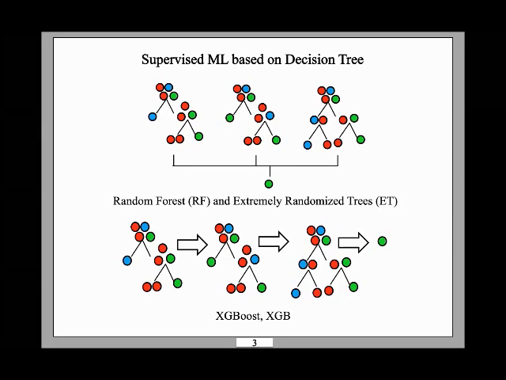Random forest and extremely randomized trees are sets of decision trees that are built in parallel and independently of each other, and the result of prediction is decided by a majority vote. The randomness factor has a more significant impact when constructing extremely randomized trees, compared to random forests. XGBoost uses multiple decision trees built sequentially, one after the other, correcting each other's errors.